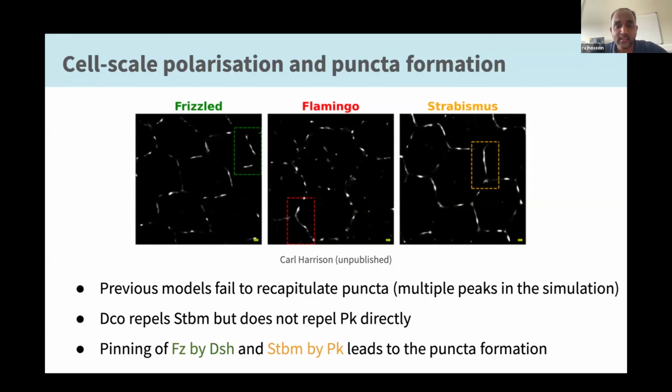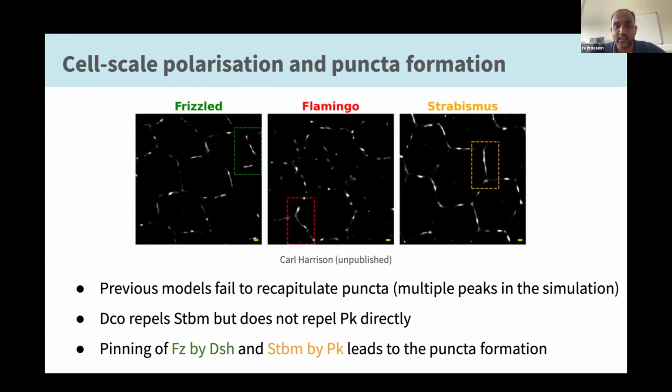Another important thing is that in single cell experiments, we see punctate formation of this complex. We don't see continuous density of C1 or continuous density of C2. We don't see continuous density of molecules. We see punctate clusters of these molecules. And in our model, we are able to recapitulate that. In terms of multiple peaks, how do we get that? Because the pinning of Frizzled by Disabled and pinning of Strabismus by Prickle, in our model, leads to this puncta formation.